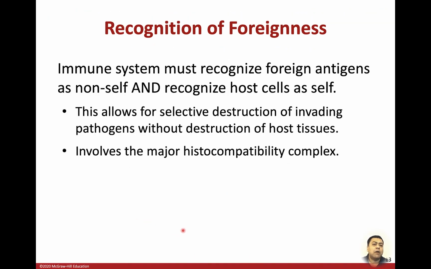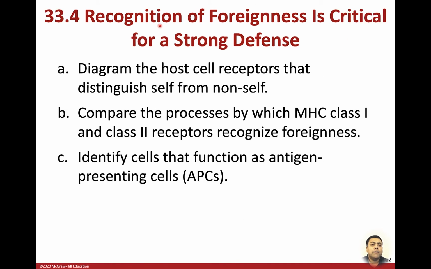The next part is that we're going to talk about how recognition of foreignness is critical for a strong defense. We are going to compare how the cell receptors distinguish self from non-self, and compare the classes of MHC class 1 and 2. These are the major histocompatibility complex molecules which present these different foreign materials to the immune system, or the adaptive immune system.